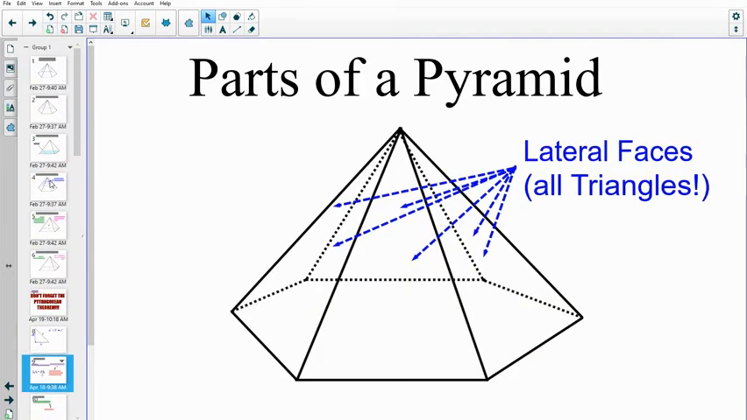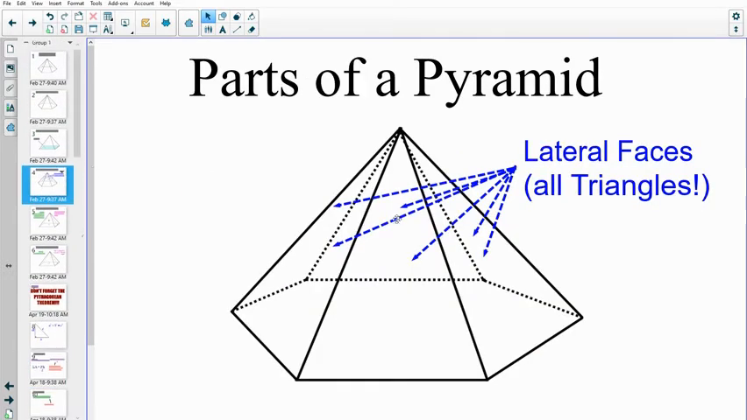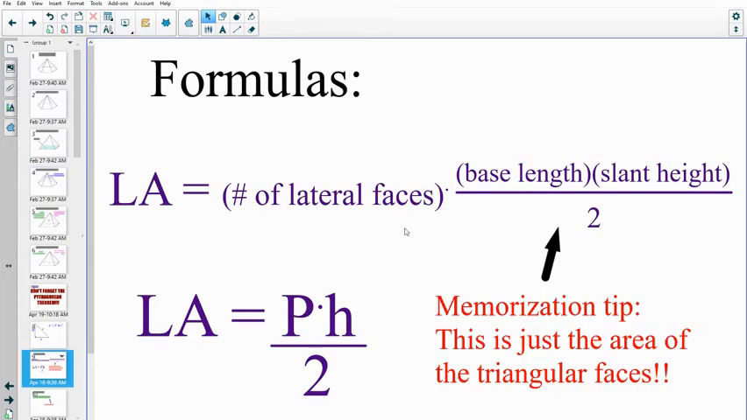And because on a pyramid, the number of faces is determined by the number of sides of the base, the lateral area is just this triangle plus that triangle all the way around. So in my formula, when you see the number of lateral faces, this is just counting. I've got four lateral faces, or six lateral faces, or three lateral faces. And then this is base times height divided by 2.